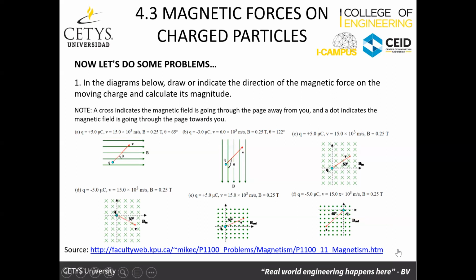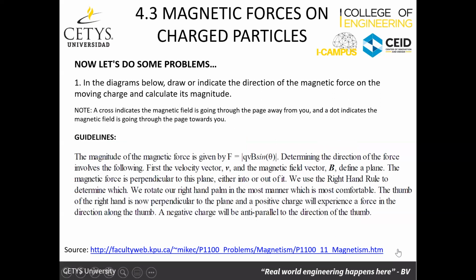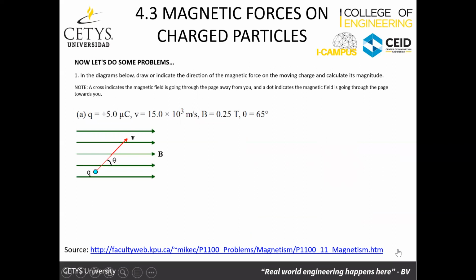Let's start with the first one. Remember, there are three things we're looking at: the magnetic field, the direction of the movement of the charge, which is given, which is the velocity vector, and the force. The direction of the movement of the charge is your arm, the magnetic field is your fingers, and your thumb is the force. What we're looking for is the force.